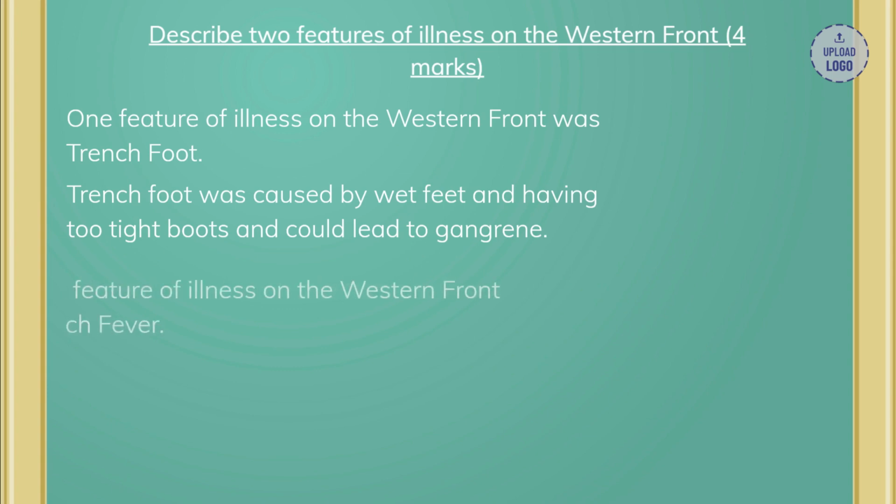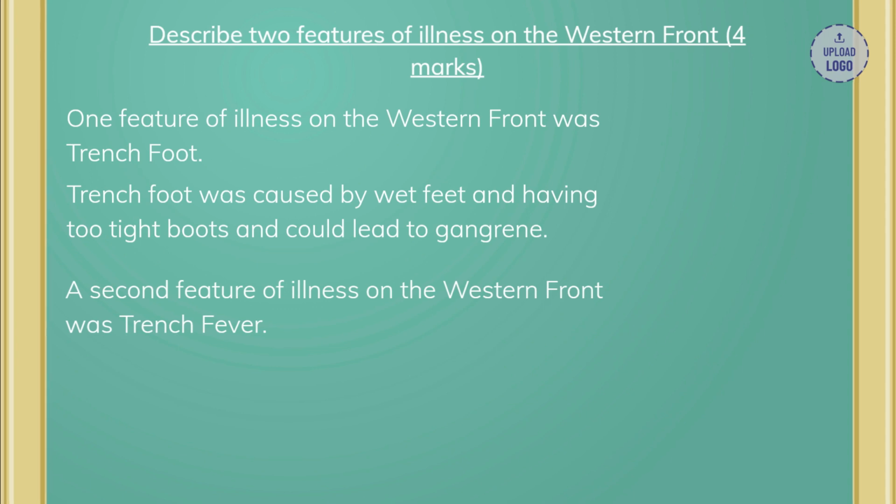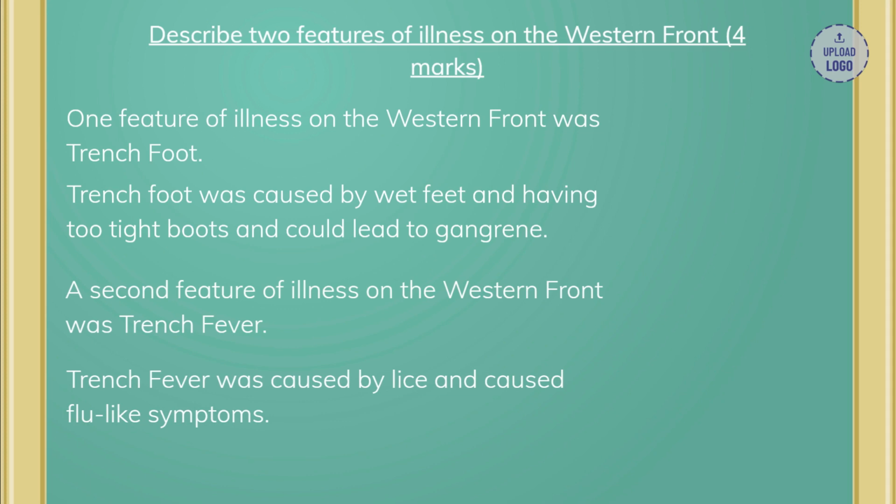Next we move on to our second feature. A second feature of illness on the Western Front was trench fever. And again, we need to give a supporting detail to gain the second mark. Trench fever was caused by lice and caused flu-like symptoms. This would give us our full 4 marks.